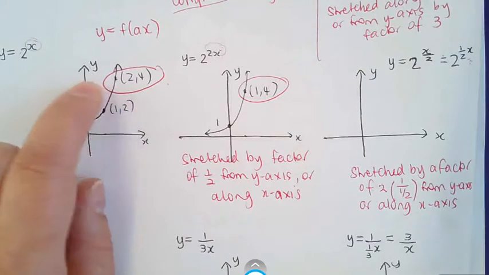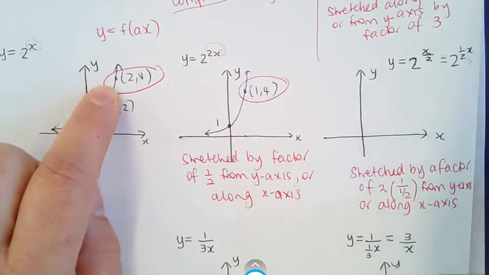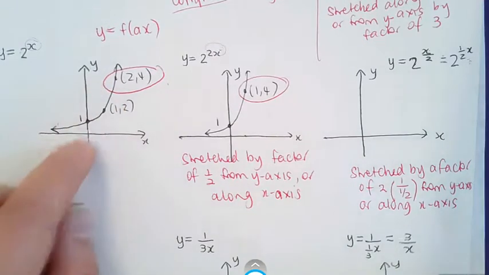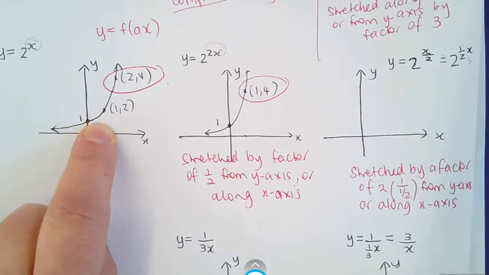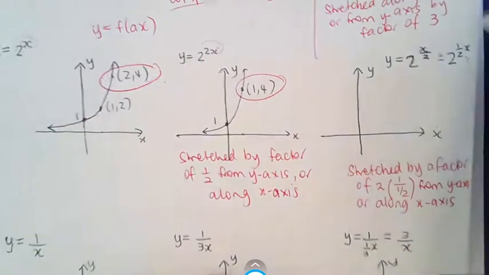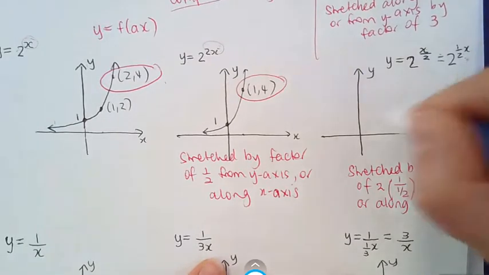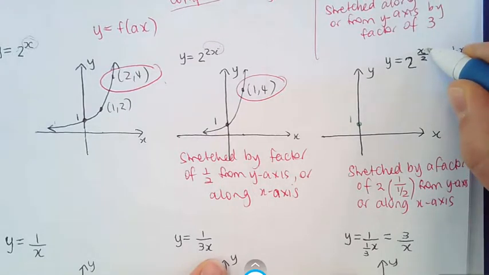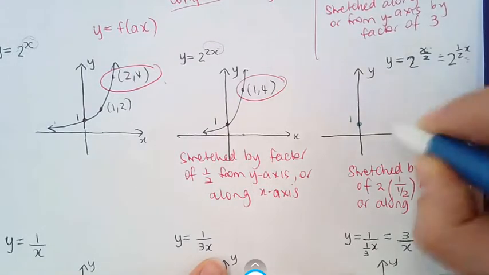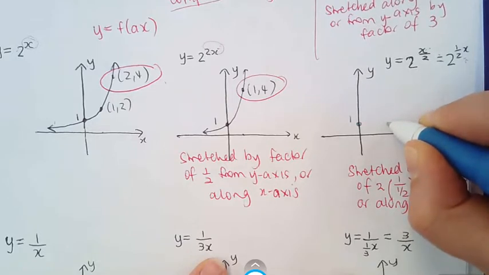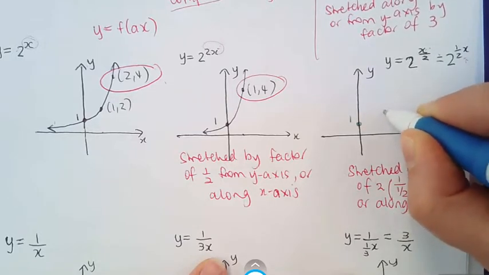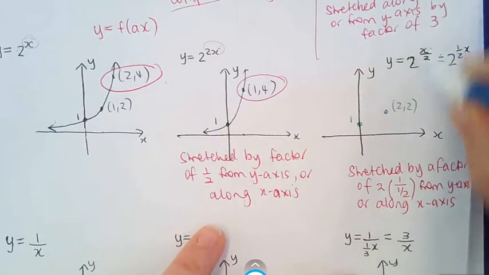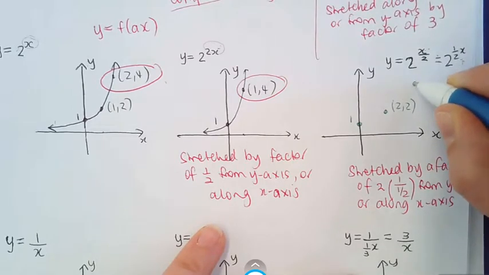Just what would (2, 4) now be if it's stretched by a factor of 2? It should be (4, 4). And (1, 2) should now be (2, 2). Let's have a look. Table of values. When x is 0, we get 1. I wouldn't choose when x is 1; you really want to be doing 2 to the half. When x is 2, y is 2. Good. So we've got (2, 2). And when x is 4, what do you get? (4, 4). Lovely.